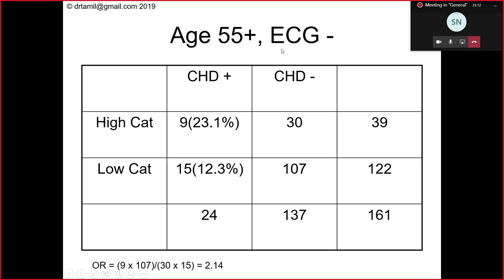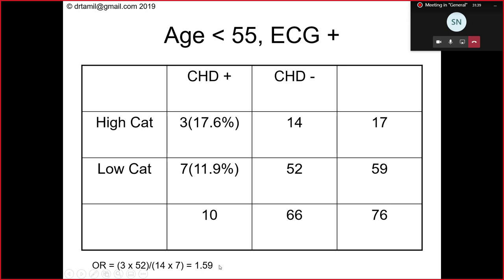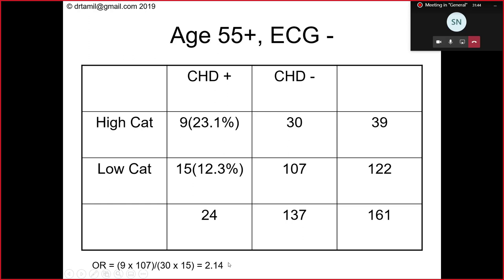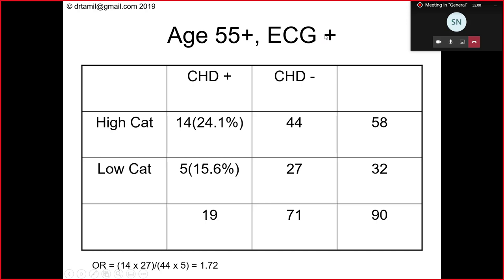So if you look here, among the old people, you end up with a higher difference, 23% versus 12%. Why do we say higher? Because the odds ratio is now 2.16. So you look here, you got from 2.16, 1.59, 2.14. So this one is 2.14. So age has modified a bit from 2.16 to become 2.14. But when we brought in the ECG changes, wow, even worse. It dropped to 1.72. So you can see here, 1.59, 1.72. So the contribution from the ECG is less because we have this age issue.